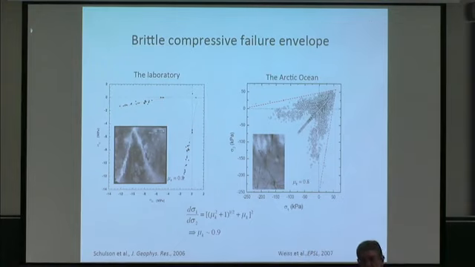And again, what determines the slope of that envelope is nothing more than the coefficient of friction. That's the only factor that goes into determining the slope. And again, if you take the slopes, one ends up with a coefficient of friction of around 0.9.